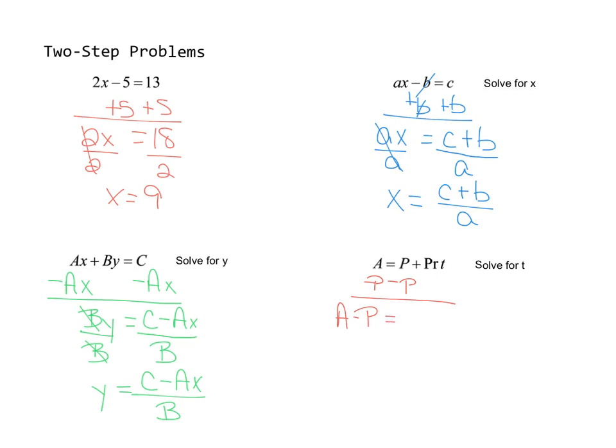Don't lose your equal sign. P minus P is 0, and I bring down PRT. Okay, so here's t. P and R are multiplied by t, so my inverse operation would be to divide both sides by PR. Remember when we've got these two terms going over here, we divide the whole thing by PR. So these PRs cancel and become 1, and I have t equals A minus P all over PR.